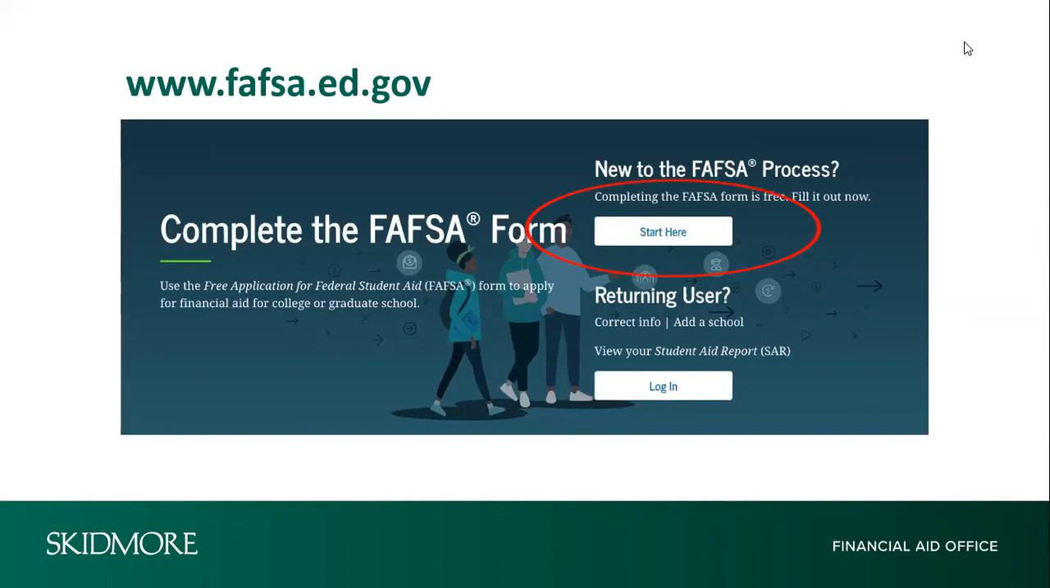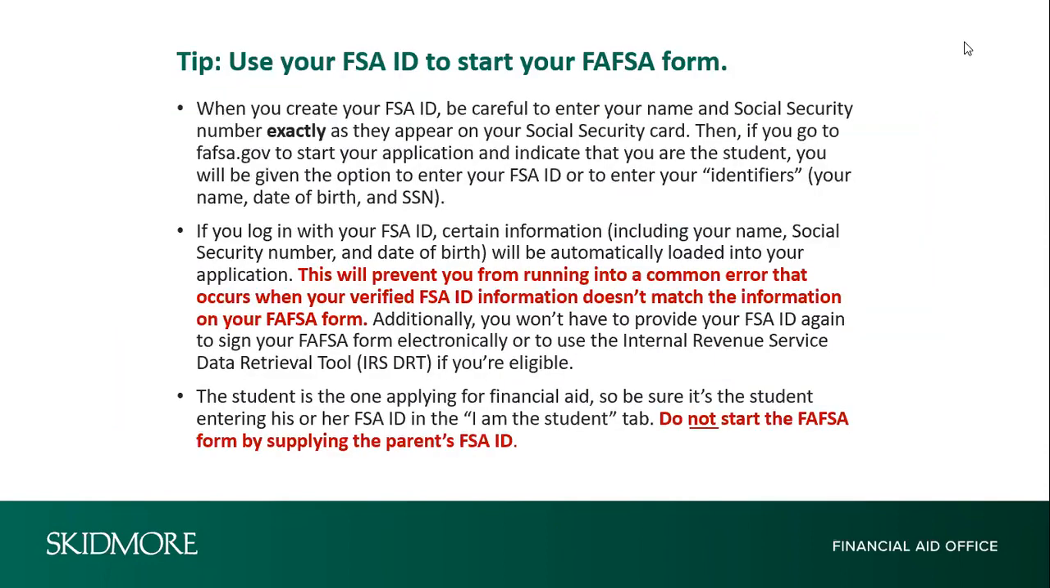Let's say you realize you made a mistake on your FAFSA. You can correct mistakes by logging back into the FAFSA, and you can add additional college codes by logging back into the FAFSA once you've created it. As I mentioned, it's best to use that FSA ID to start your FAFSA.